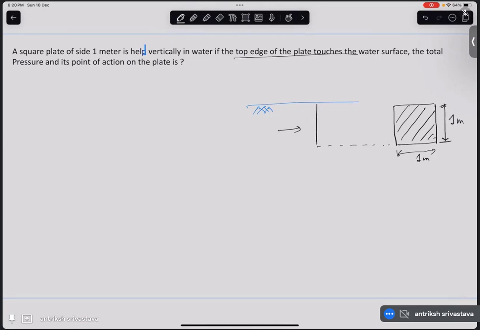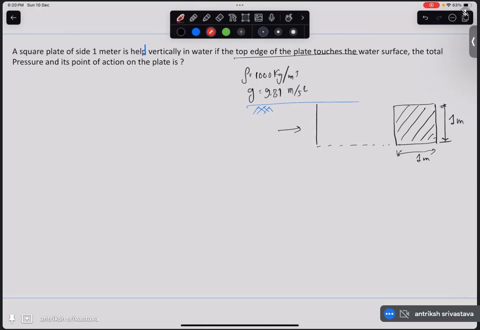All right, this is water, so rho we are going to take as 1000 kg per meter cube. G, nothing is given, so 9.81 meter per second square. Yeah. And now let's calculate the force.